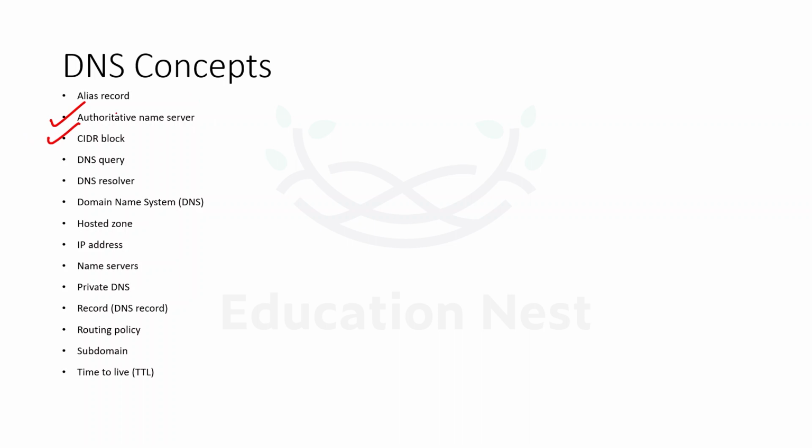Then we have CIDR blocks. We already know about CIDRs, right? It is the IP range used with IP based routing. In Route 53, you can specify CIDR blocks from /0 to /24 subnet mask for IPv4, and for IPv6, you can give the netmask of /0 to /48. So this is about CIDR.